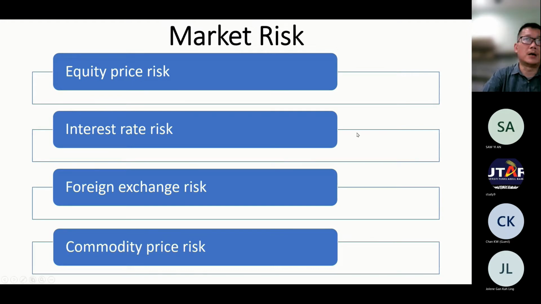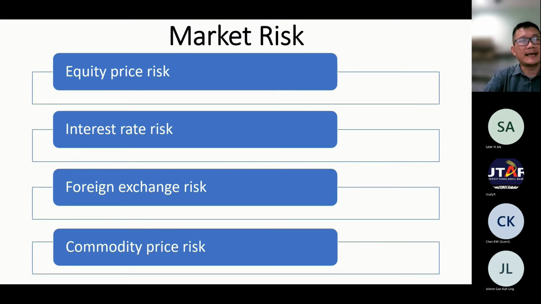Then the second market risk faced by the bank is interest rate risk. The banks are holding a lot of financial assets, such as loans, which are one of the common contributors to bank revenue, and as well the bank has a lot of investments, such as government bonds or even corporate bonds. All those instruments will also be subject to interest rate movement.